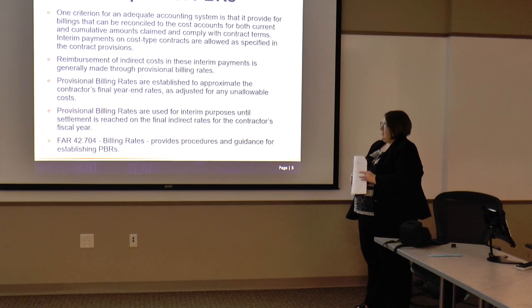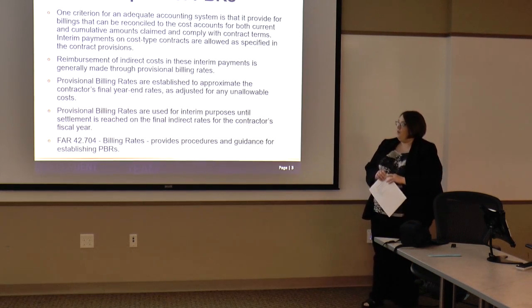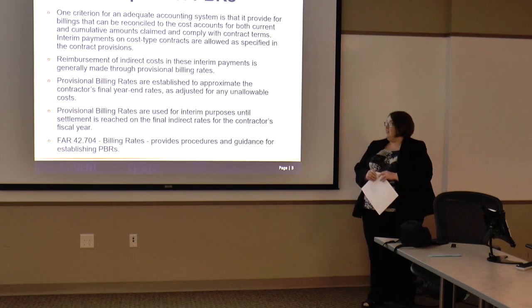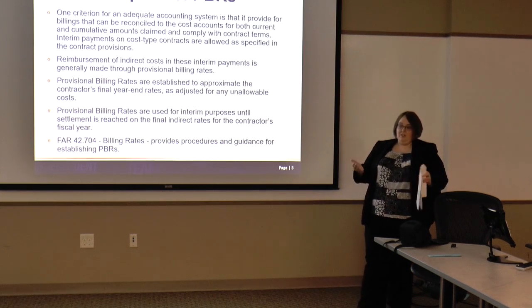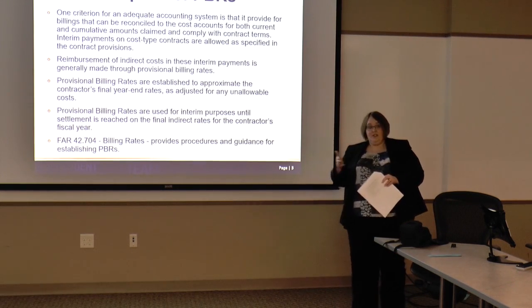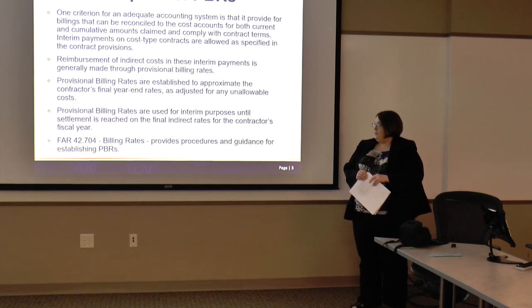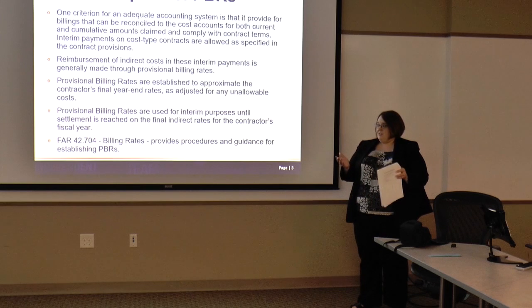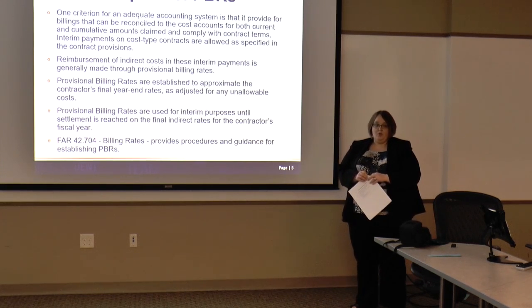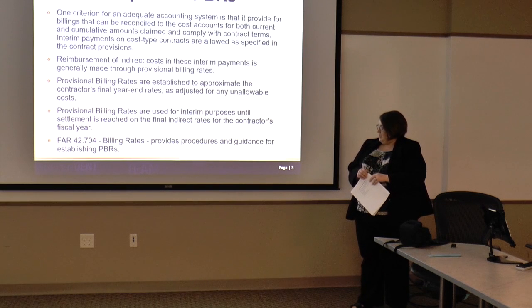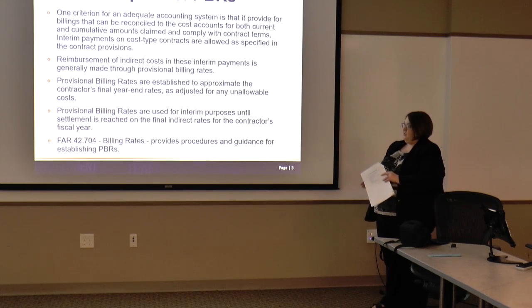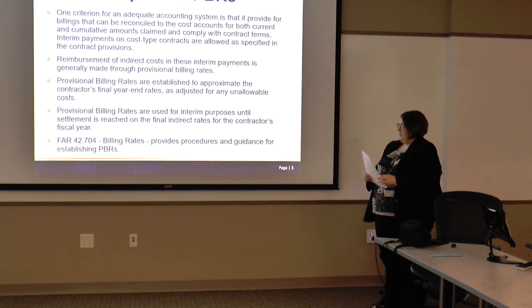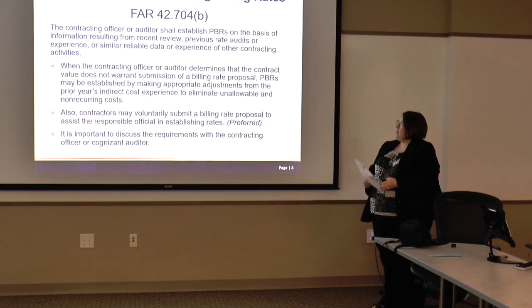Provisional billing rates are established to approximate what you believe your rates will be at the end of the year, excluding any unallowable costs. So at the end of the year, what do you think your indirect costs will be? That way you can bill those internally through the year. Provisional billing rates are used for interim purposes until final rates are agreed to through the incurred cost process. FAR 52.704 provides procedures and guidance for establishing billing rates, and we're going to go over some of that right now.